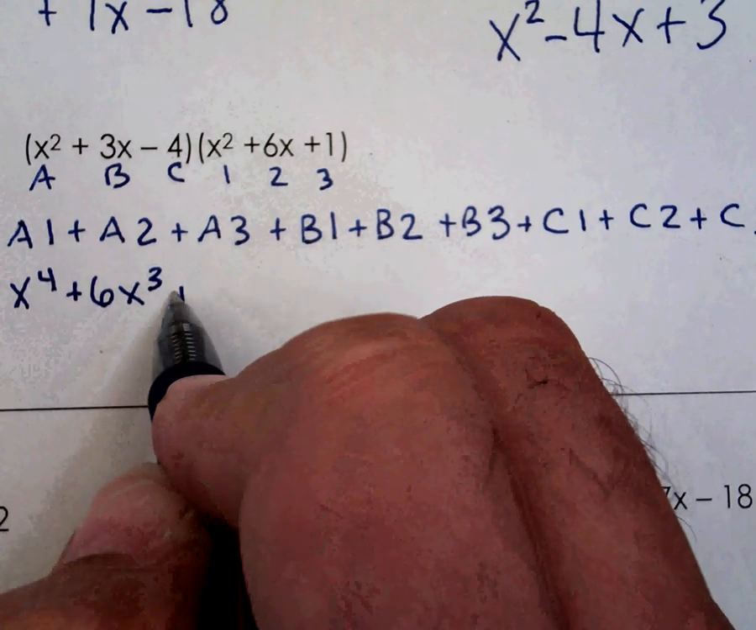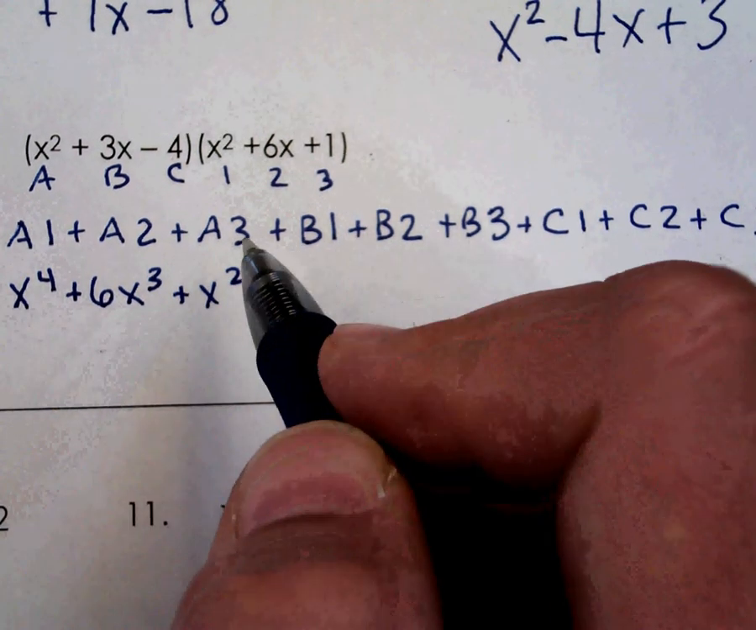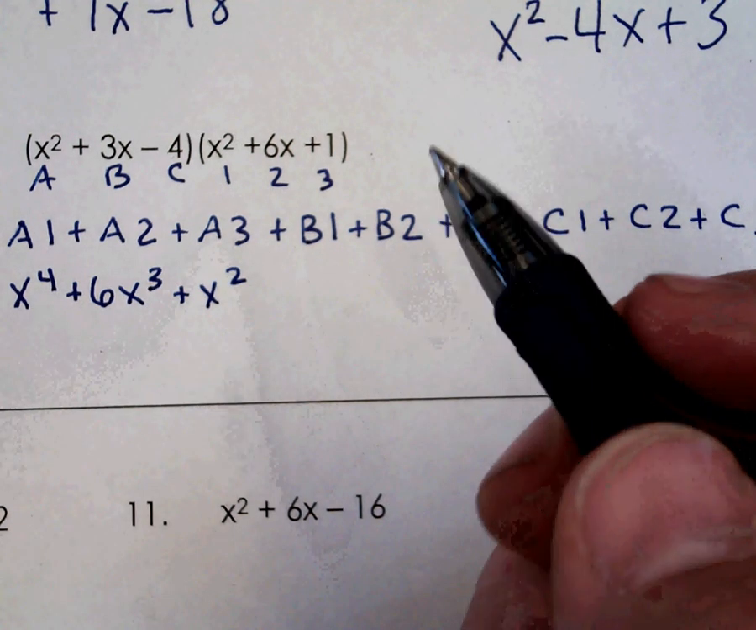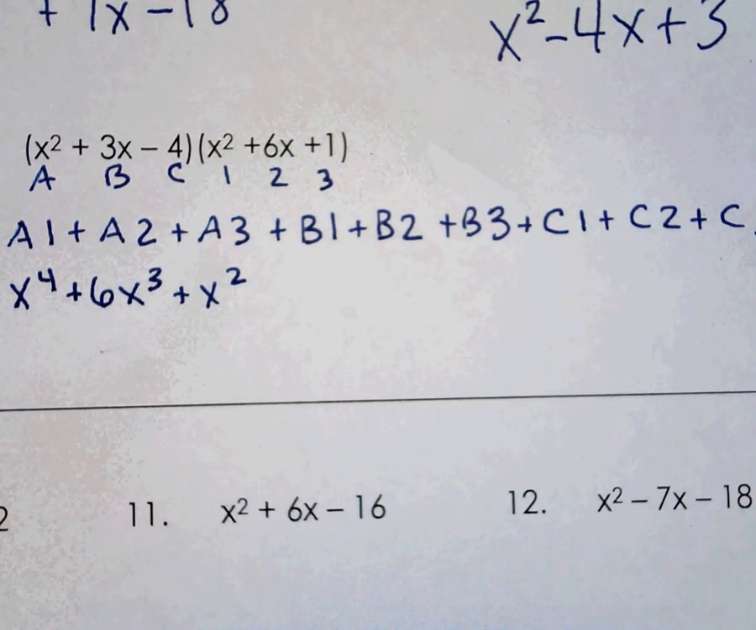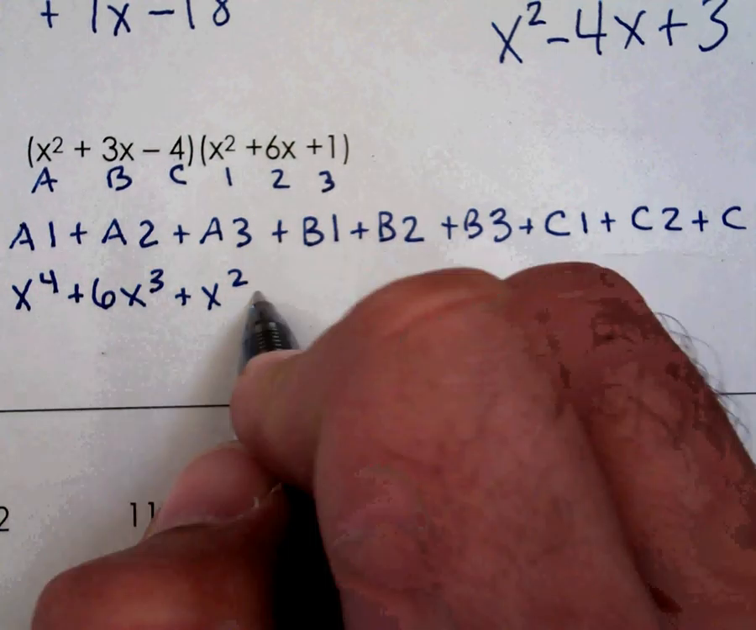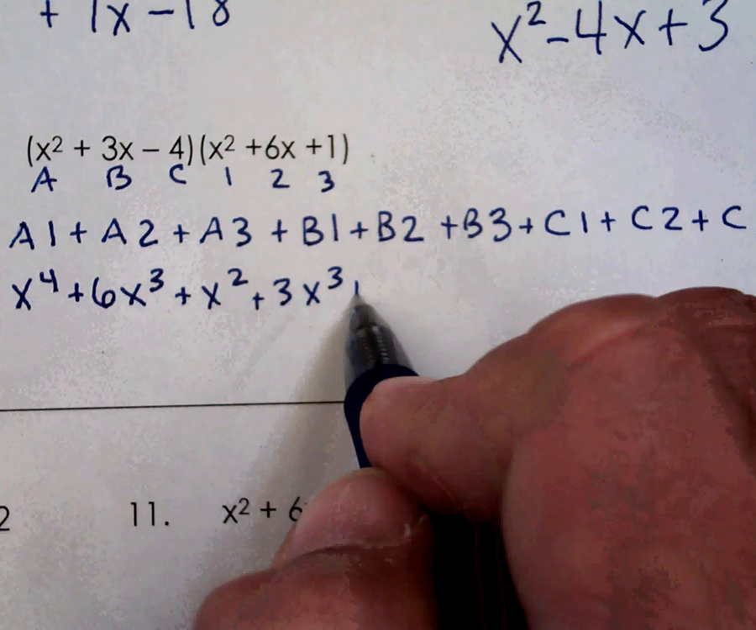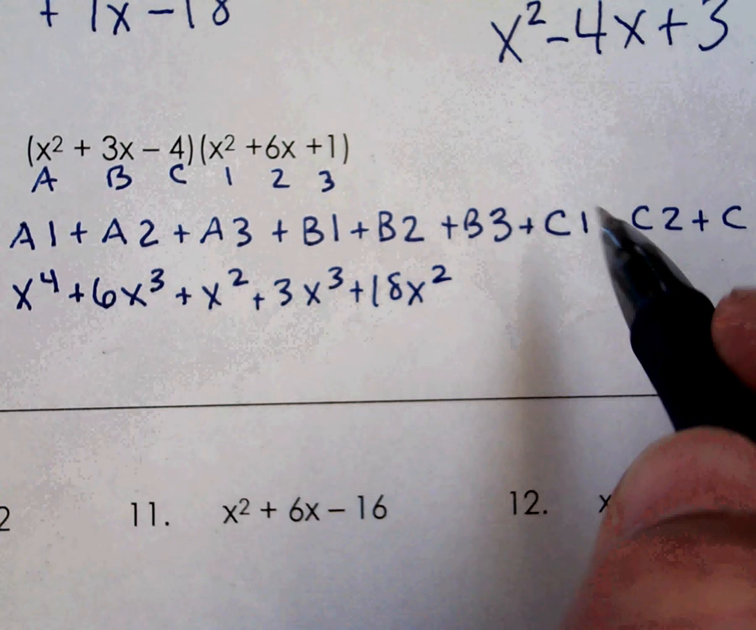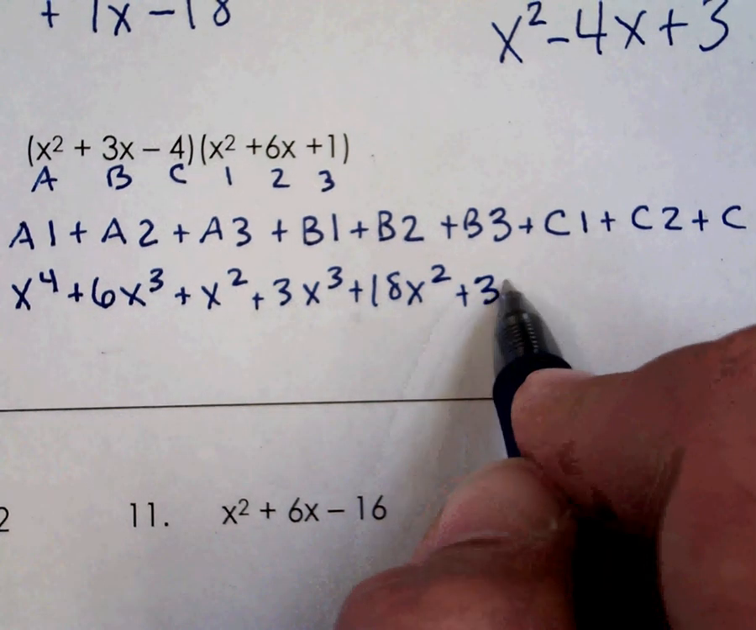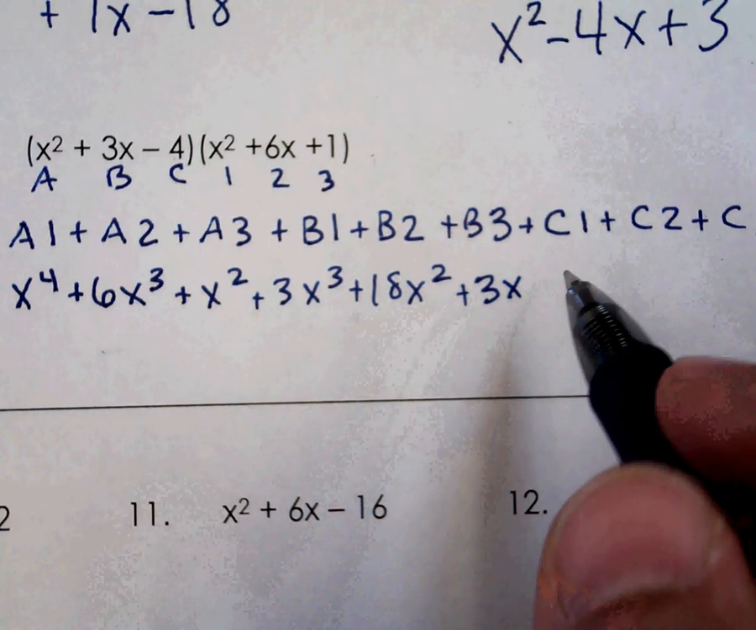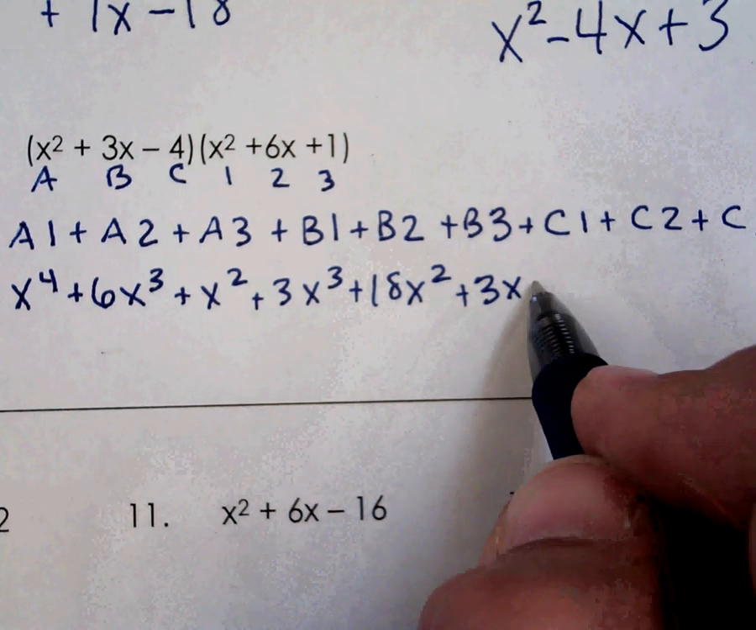So here we go. X squared times x squared is x to the 4th power. X squared times 6x is 6x cubed. X squared times 1 is x squared. Next, 3x, we're moving on. 3x times x squared is 3x cubed. 3x times 6x is 18x squared. 3x times 1 is 3x.